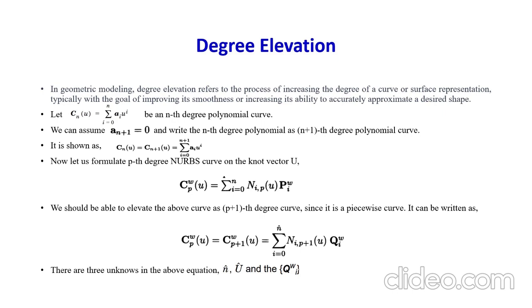So if the pth degree curve is a piecewise curve, we can elevate the curve to a p plus 1 degree curve. So the p plus 1 degree curve can be written as C(p+1)w of u is equal to summation over i equal to 0 to n cap of N cap i, p plus 1 of u into Qi. Here Qi are the control points. So from the above curve we have a total of 3 unknowns, which are n cap, U cap, and Qi.